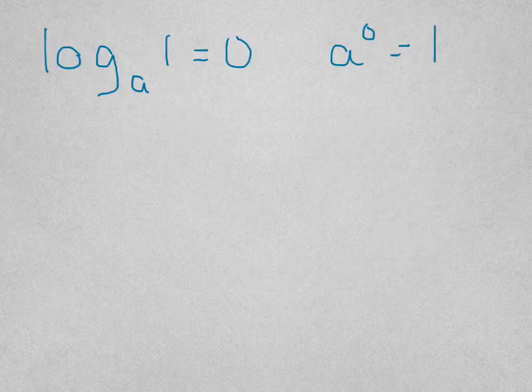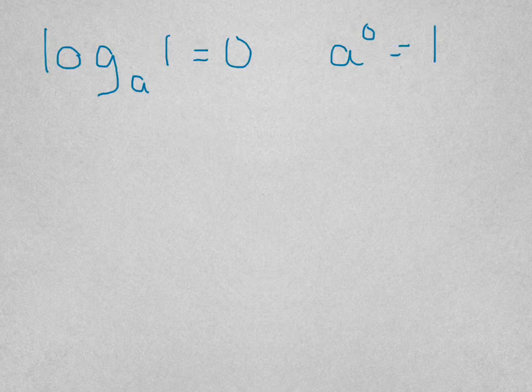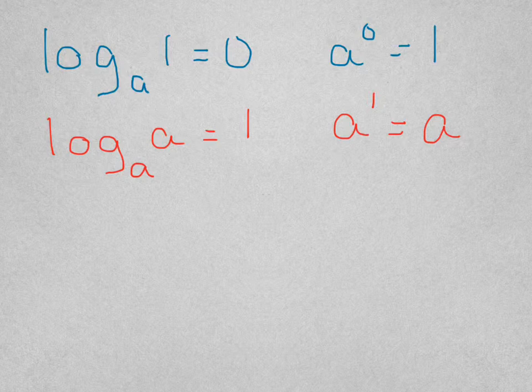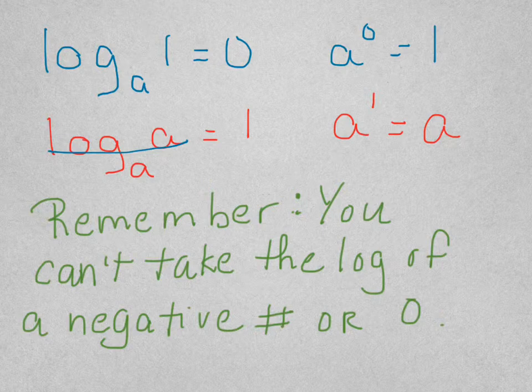And these are some laws of logs. The log base a of 1 is equal to 0. That makes sense because a to the 0 power is equal to 1. Any number that a could be, like 6 or 7, any number to the 0 power is always equal to 1. Another property here is log base a of a is equal to 1. That's because a to the 1 power is equal to a. This will allow us later on to cancel out this property and put 1 in its place. It's very important when we're solving equations to be able to do this. And it's always important that you remember that you can't take the log of a negative number or 0. It has to be greater than 0.